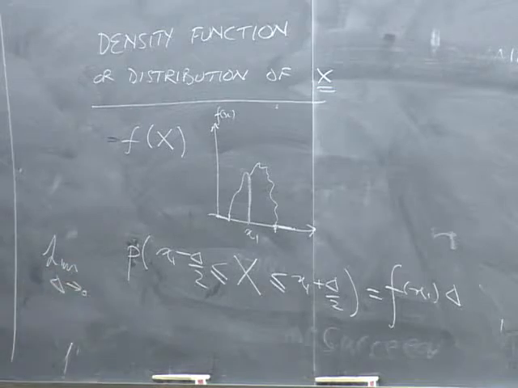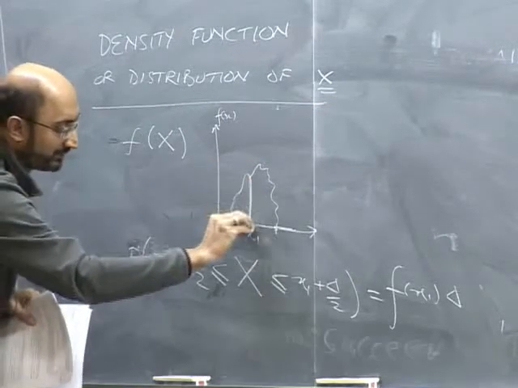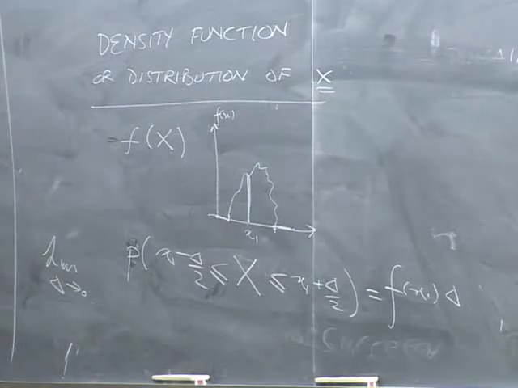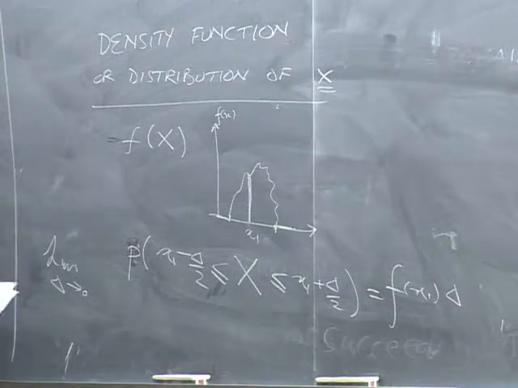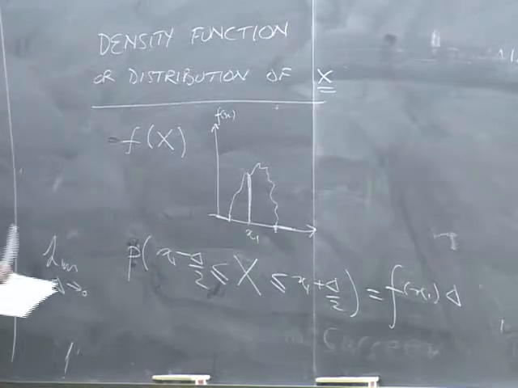Okay, so what we are intuitively saying is that if I take a really, really small region around x1, the area under the curve in that vicinity, which is this little rectangle over here, is the probability that the random variable assumes a value around that value x1. The reason why we have to do this is because the probability that the random variable takes on the value x1 is basically 0.